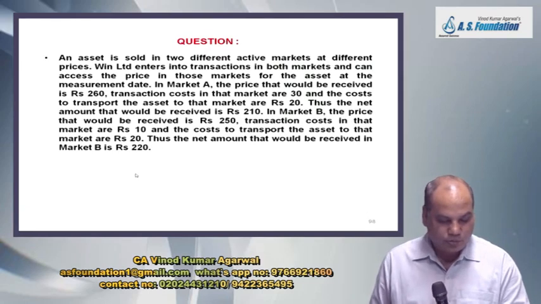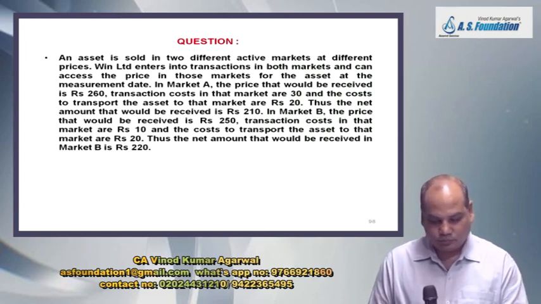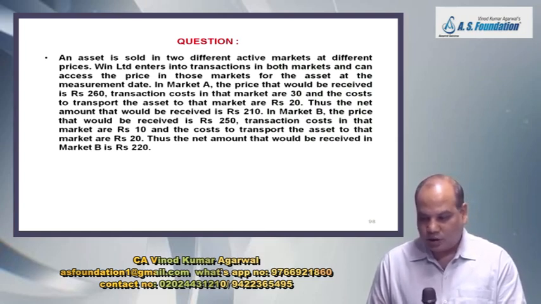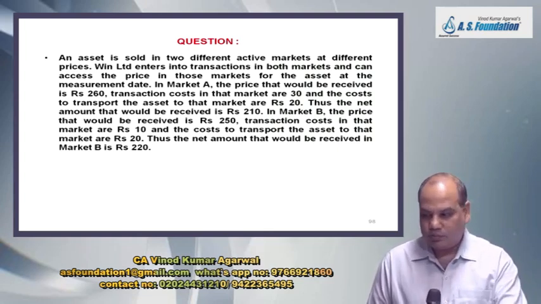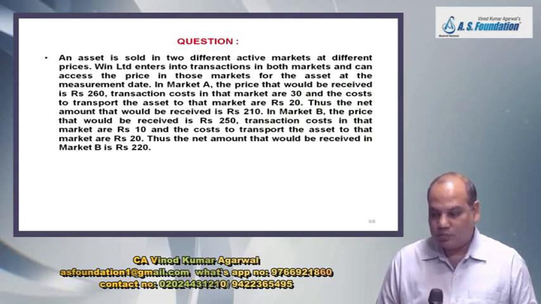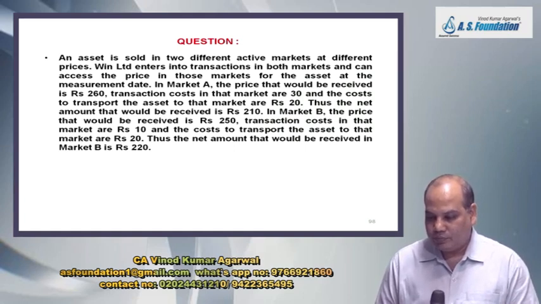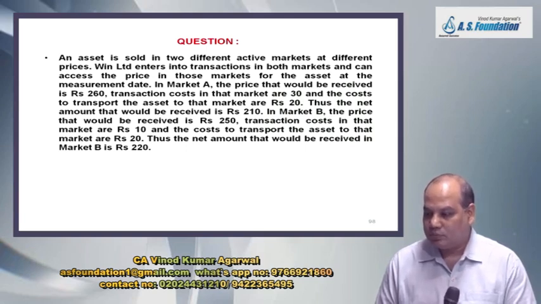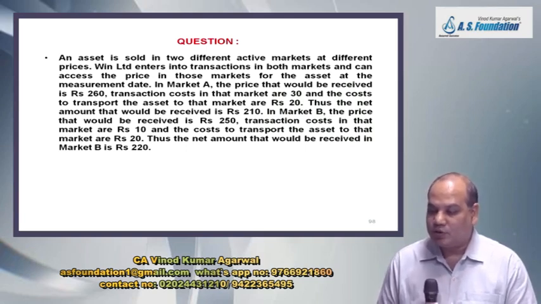Now you try one more question. An asset is sold in two different active markets at different prices. Win Limited enters into transactions in both markets and can access the price in those markets for the asset at the measurement date.